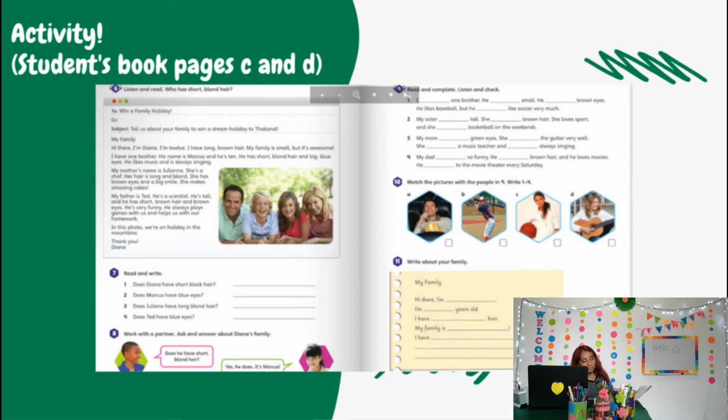He's a scientist. He's tall and he has short brown hair and brown eyes. He's very funny. He always plays games with us and helps us with our homework. In this photo, we're on holiday in the mountains.